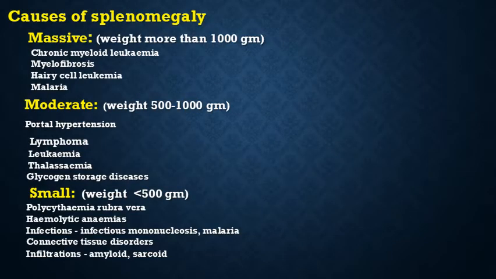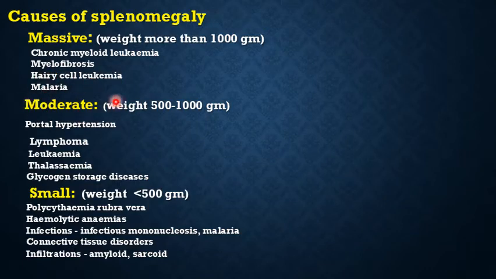What are the causes of splenomegaly? We have three categories according to the weight of the spleen. Massive splenomegaly is when the weight is more than 1,000 gram, moderate is between 500 and 1,000 gram, and small is less than 500 gram. Massive splenomegaly is most characteristic in chronic myeloid leukemia, CML, myelofibrosis, hairy cell leukemia, and malaria.